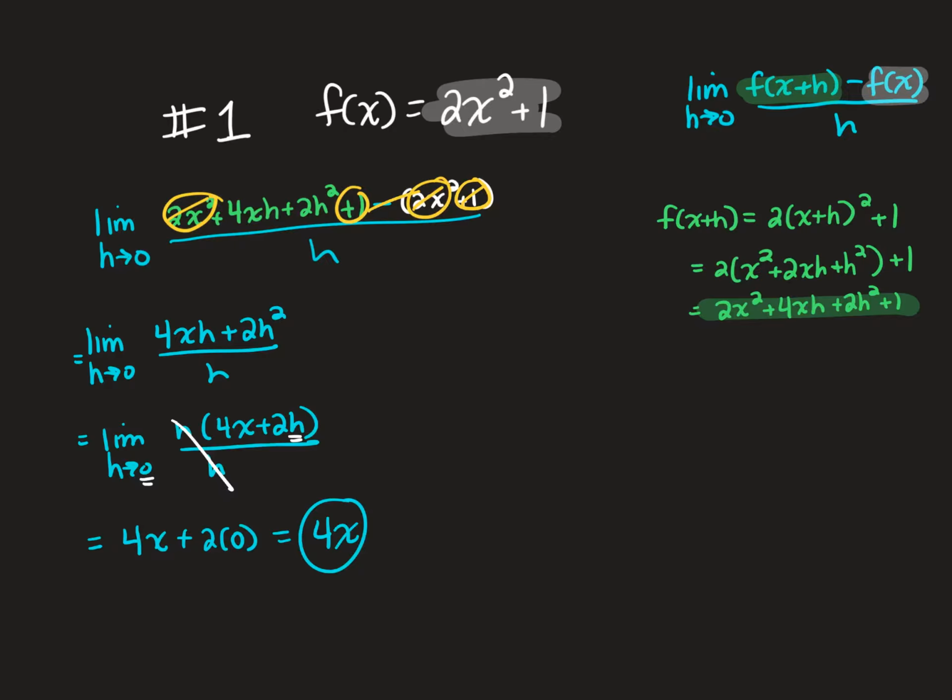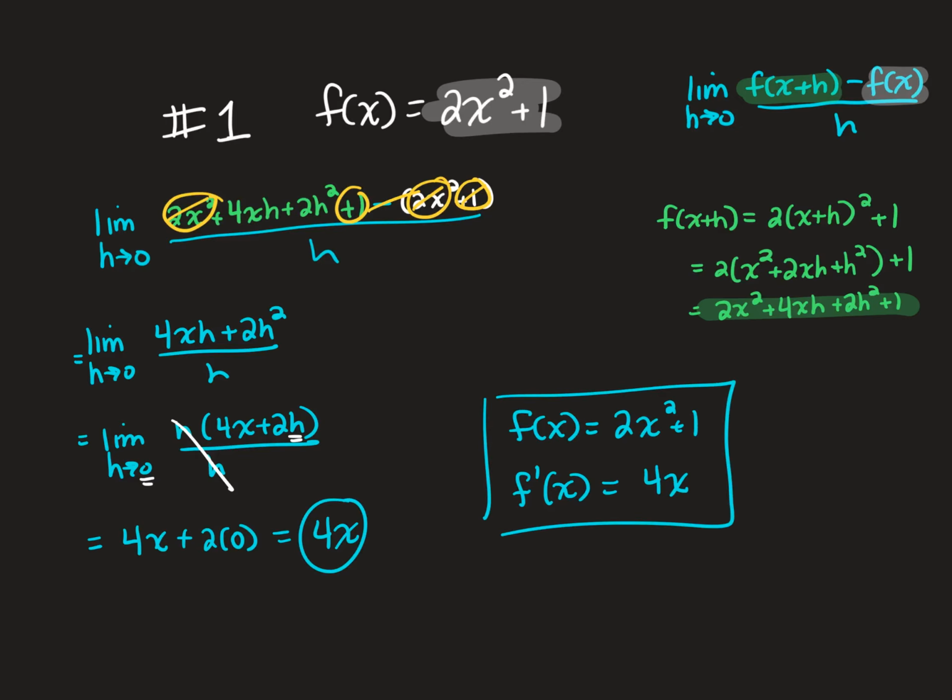So the original problem, f of x equals 2x squared plus 1, led us to the derivative of 4x. And I'm writing this because that's what we're going to start with in the next set of notes.